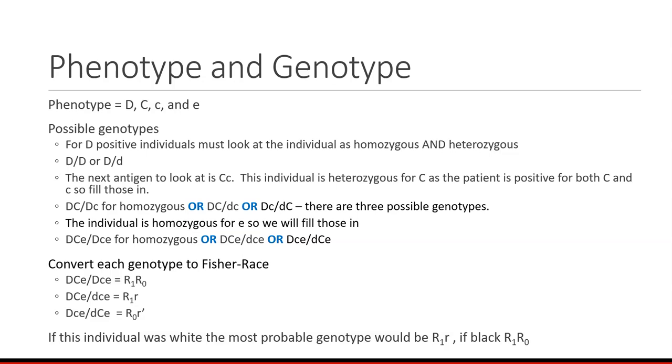The individual is homozygous for little e, so you just fill those in. Little e on both sides, and we're done. So there are 3 possible genotypes from this phenotype.